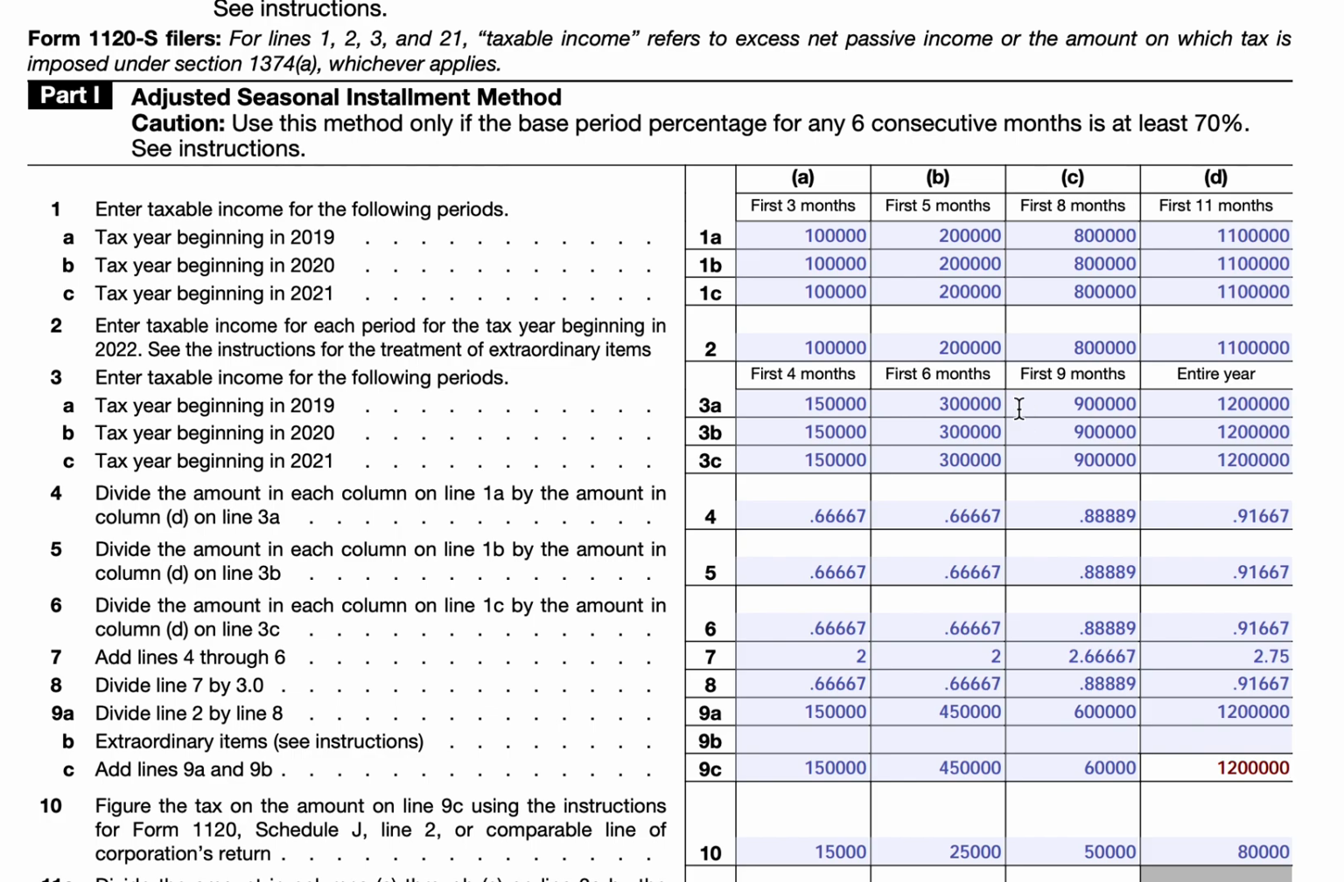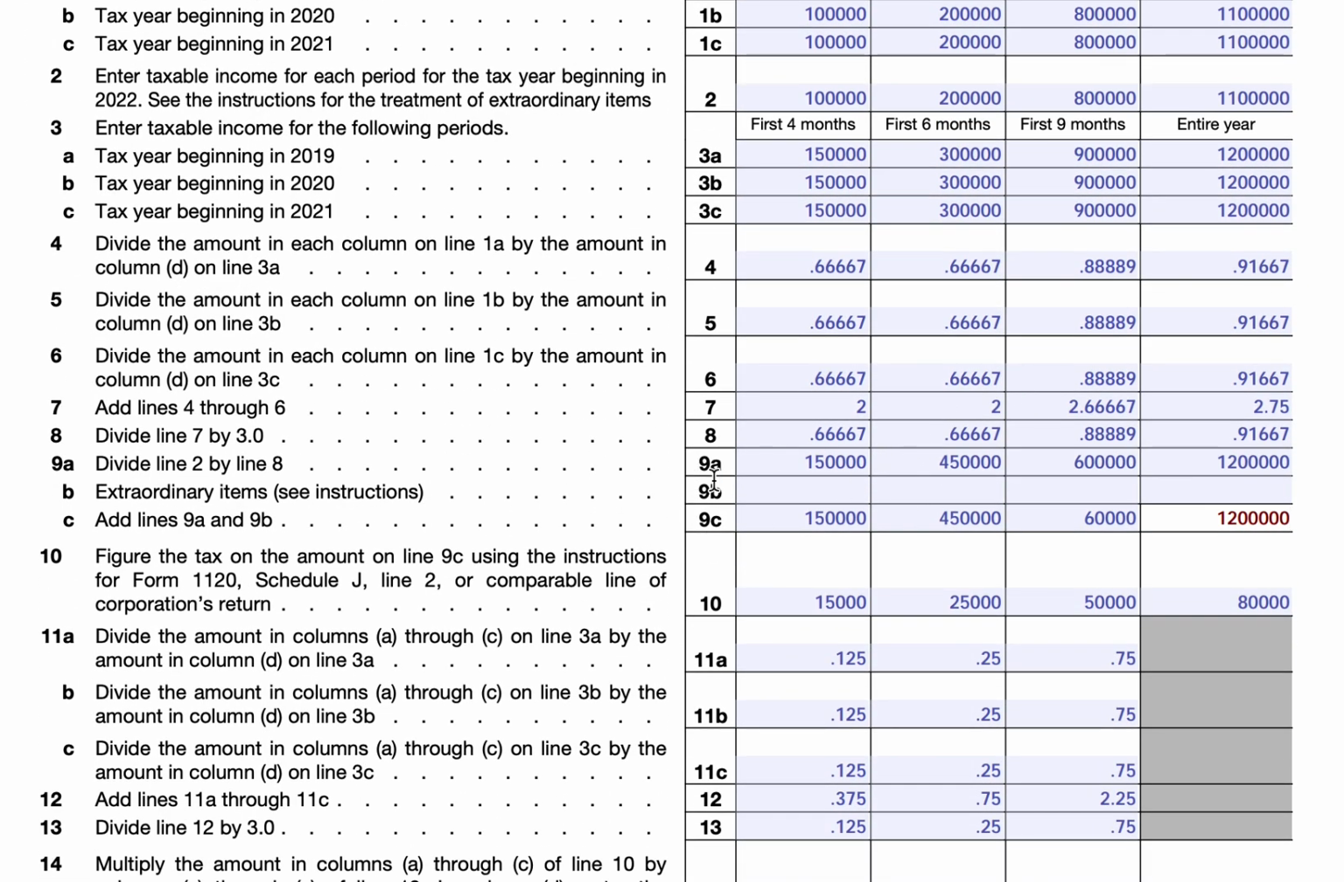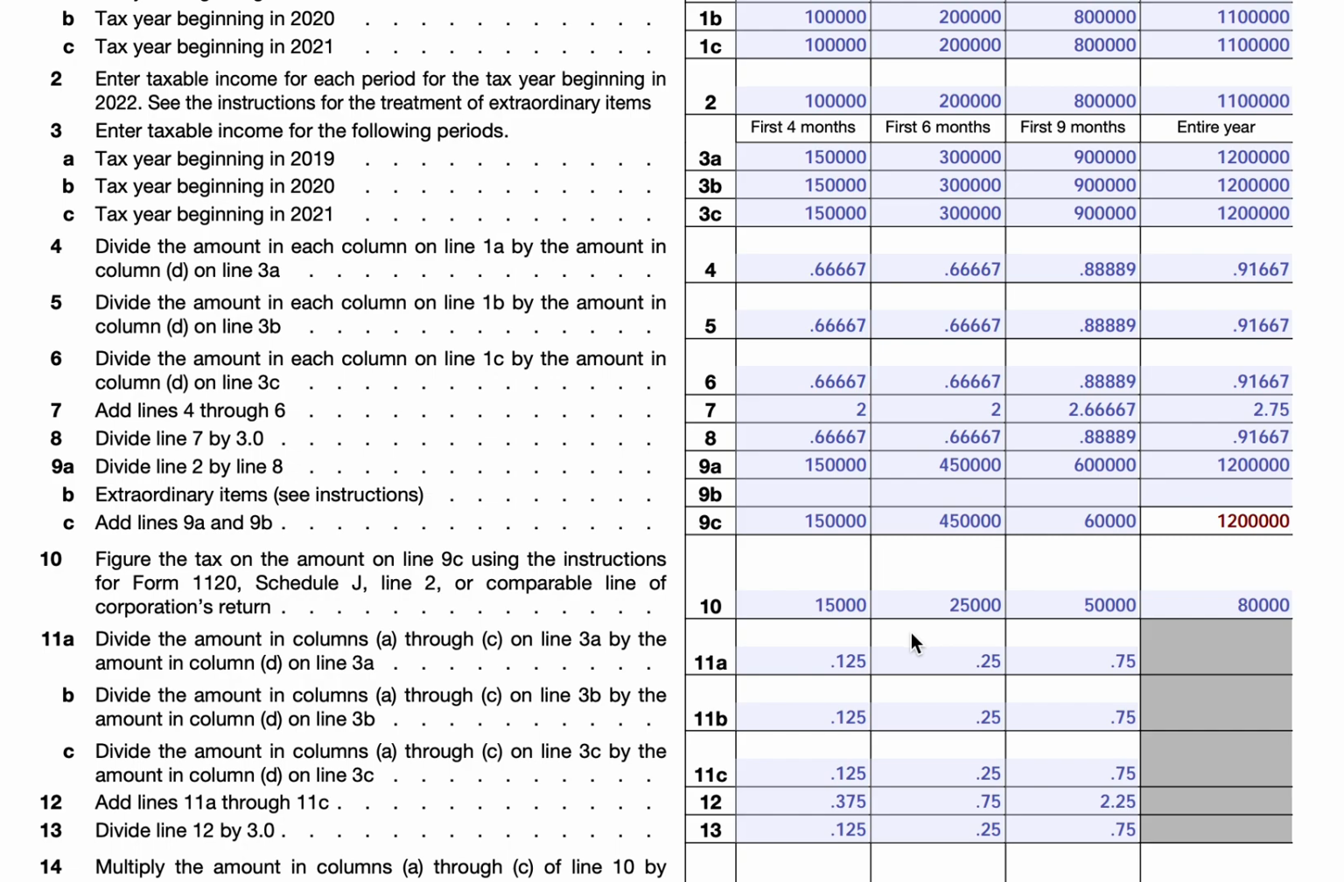Okay, so now we calculate the tax based on the instructions for your Form 1120 or whichever is the applicable income tax return. So I pulled these numbers out of nowhere in particular. I just inserted the tax based on the amount here. From Schedule J, line 2, right?